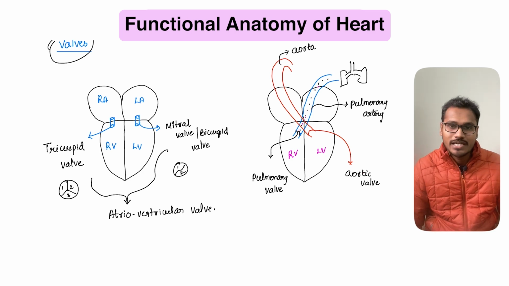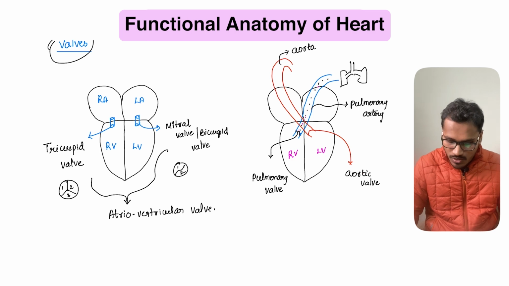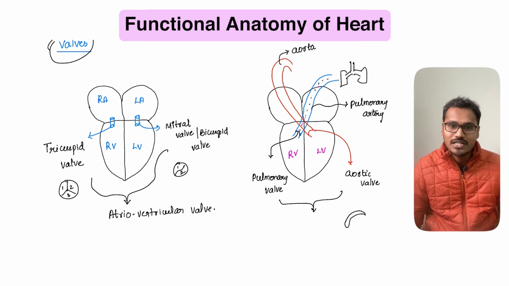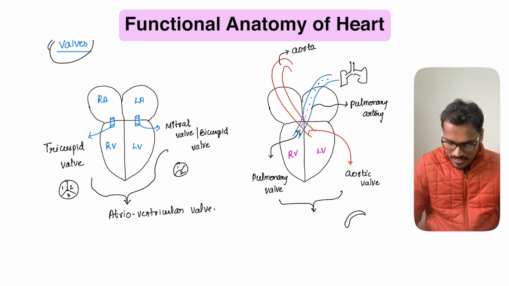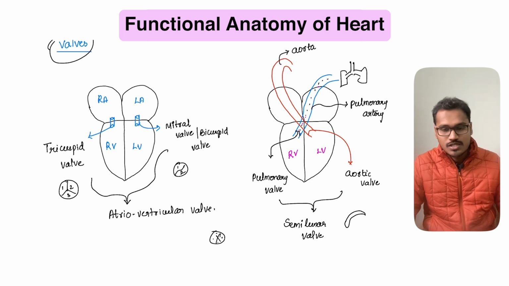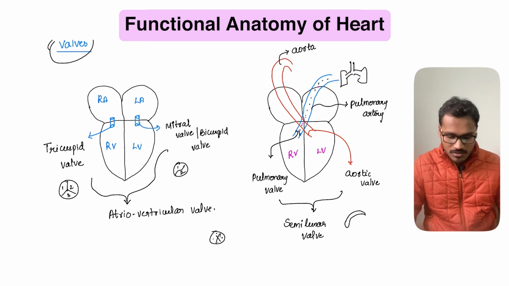Is there any common name to represent both of these valves? Yes, there is one common name which represents both of them. These valves look like a half moon, so the common name is similarly related. That is called semilunar valves. These valves are very important because we are constantly going to study them. So tricuspid and bicuspid are the atrioventricular valves, and pulmonary and aortic are the semilunar valves, through which blood goes out when the left and right ventricles contract.